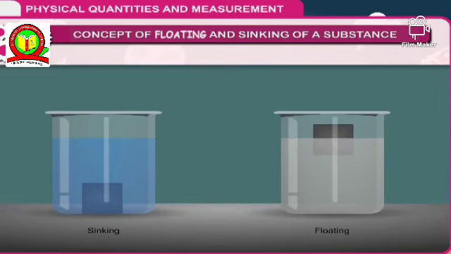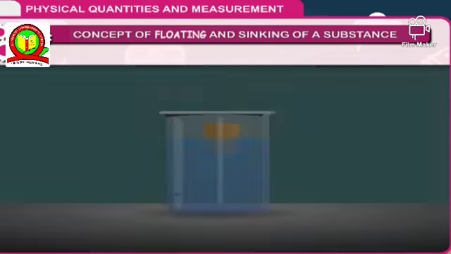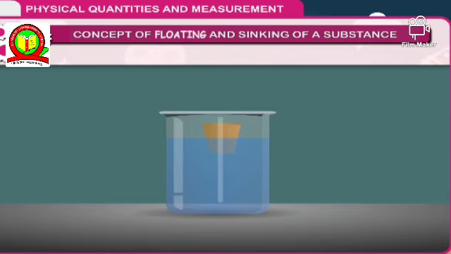Floating and sinking of an object depends upon the densities of the object and the liquid in which it floats. 1. When the density of an object is less than the density of a liquid, it will float on the liquid. Example: cork has less density than water, that is why it floats on it. 2. When the density of an object is more than the density of the liquid, it will sink in it. Example: iron has density 7.8 gram per centimeter cube and water has density 1 gram per centimeter cube. Iron is heavier than water, hence it will sink in it.